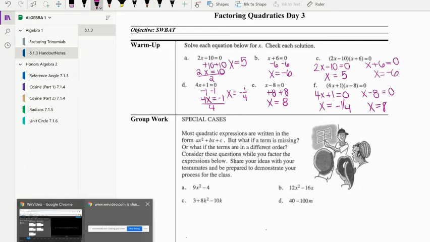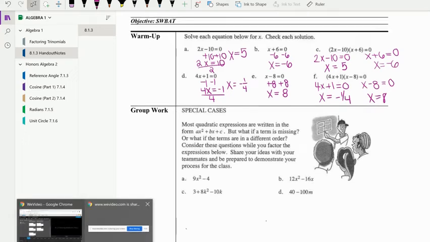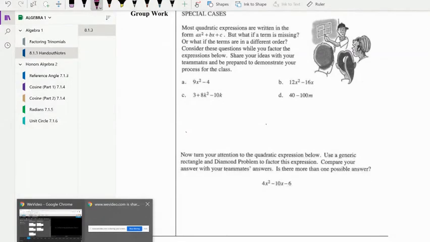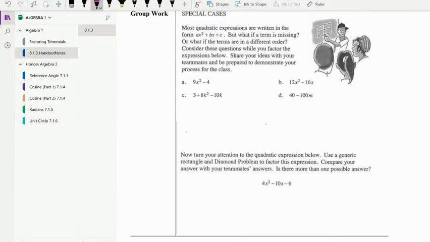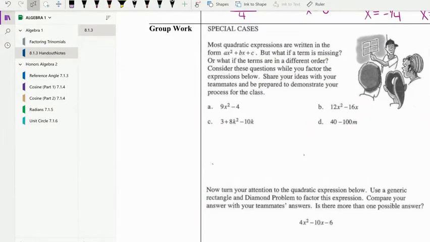All right, you guys, so now we're going to go ahead and move to special cases. So for this, we are going to factor, but we have a term that is missing. So for example, when we look at a, we know that the trinomial is supposed to be in the form ax squared plus bx plus c. So looking at a, we have our ax squared, we have our c, but we're missing our b. So I'm going to go ahead and do that on the side here.